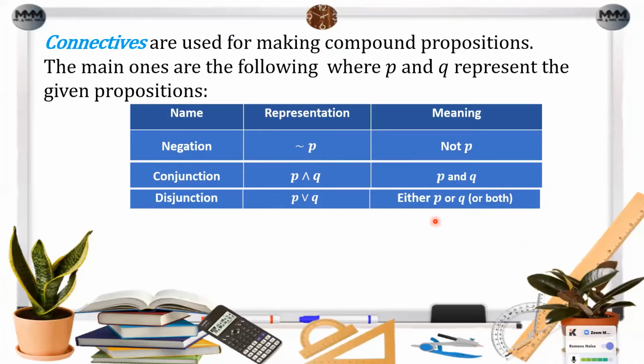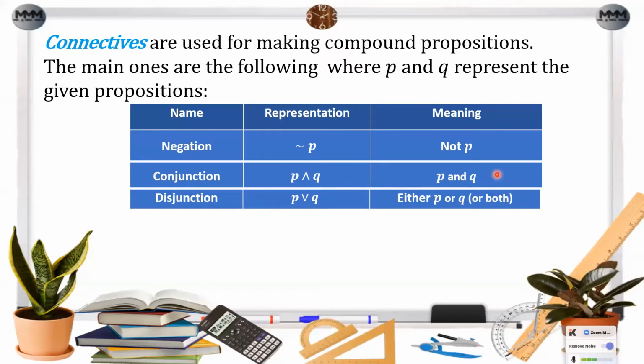So for the truth value of this, if either P or Q is true, then this statement here, disjunction, is true. It could be either, or at least one of them is true, then this becomes true. Or both of them are true, then this is true.